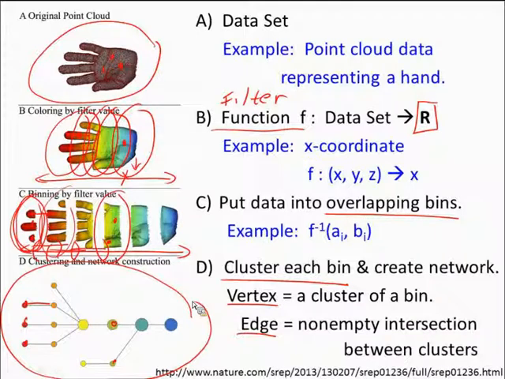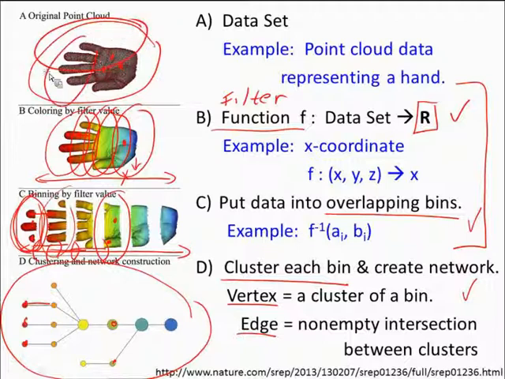So when we do the mapper, we'll definitely be choosing the filter function as well as the bins as well as the clustering. One can generalize the B and C, and as long as we have data and we can get it into any type of overlapping bin, you can still do the same thing of creating a vertex. You can still cluster each bin, create that vertex for each cluster in each bin, and then create edges joining the clusters.